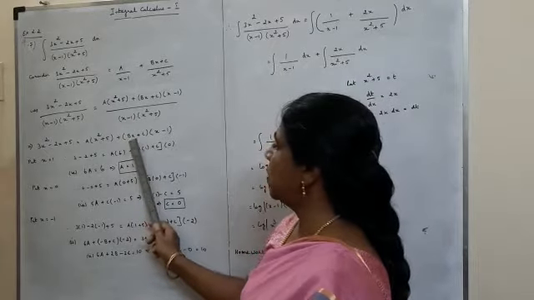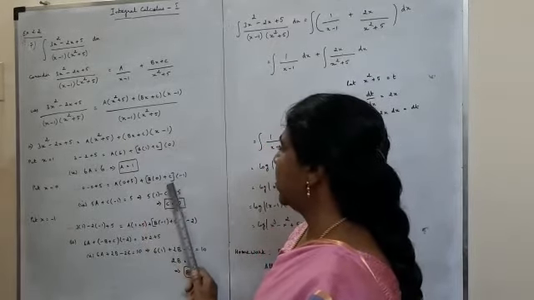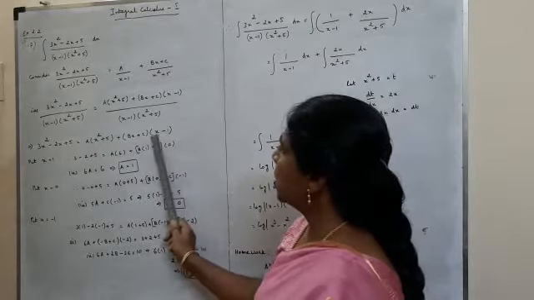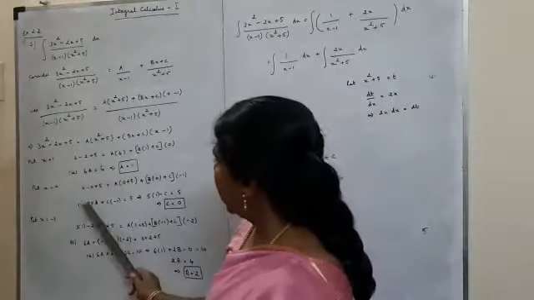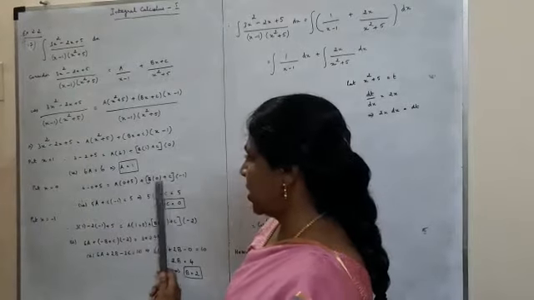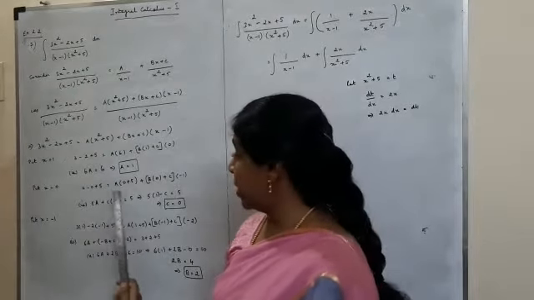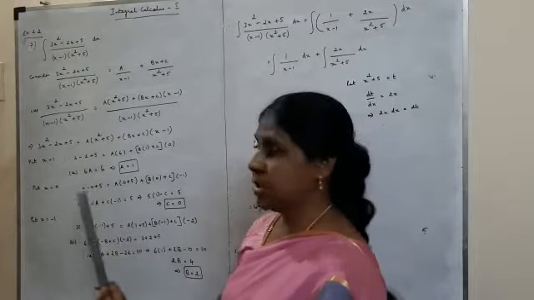So b into 0, 0 plus c, you will have only c into 0 minus 1 will become minus 1. So you have, I will write this convenient for us. If you write a, b, etc. on the left hand side.